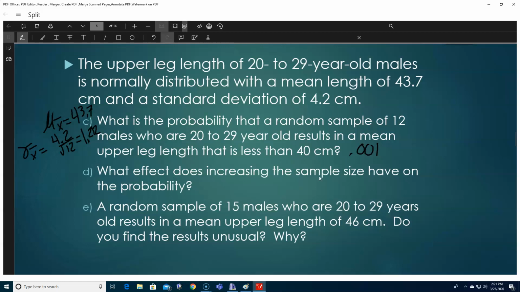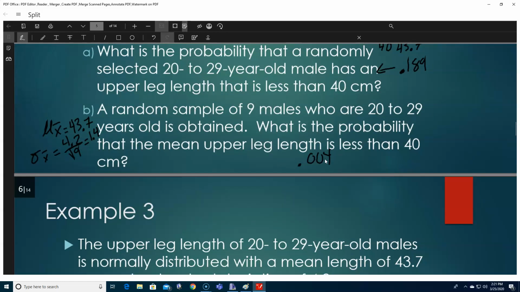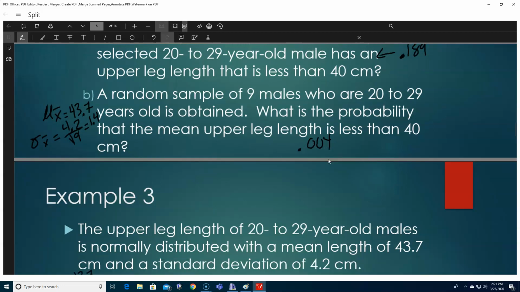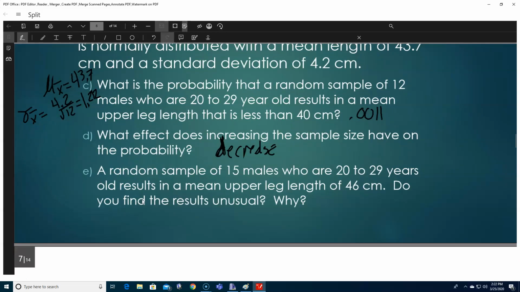What effect does increasing the sample size have on the probability? So let's look at it. We had 9, we had 0.004. We had 12, we had 0.001. So increasing the sample size, we actually decreased the probability. Decreased. And then E, we won't worry about it.